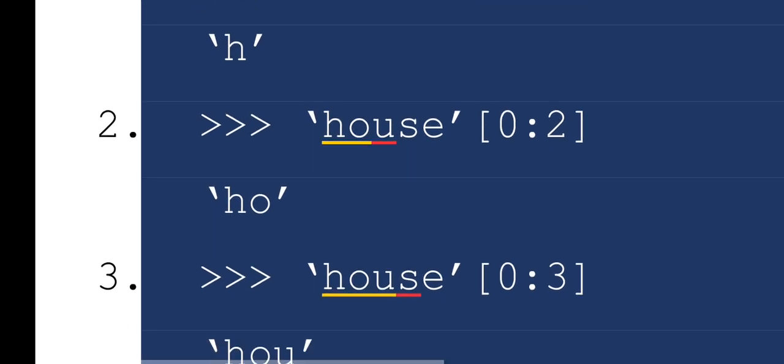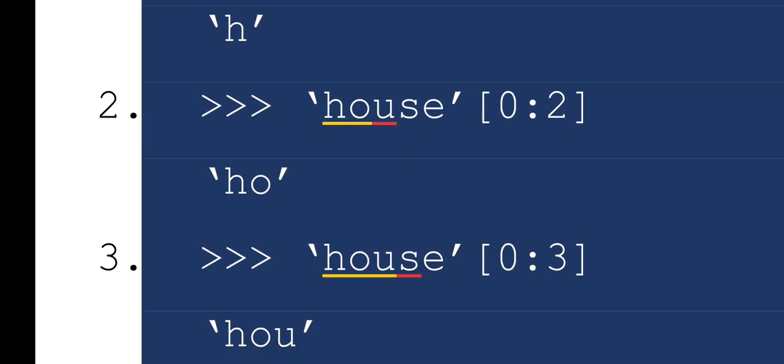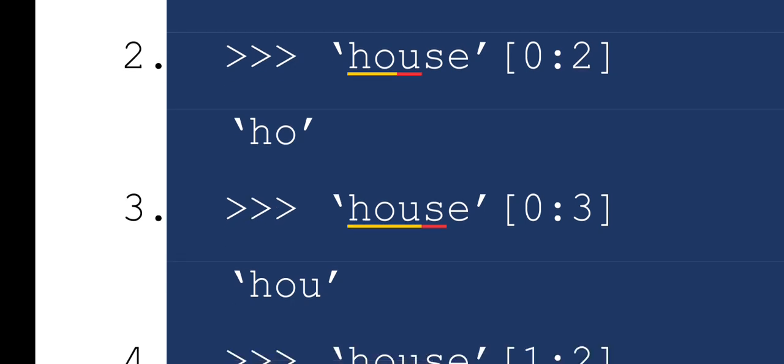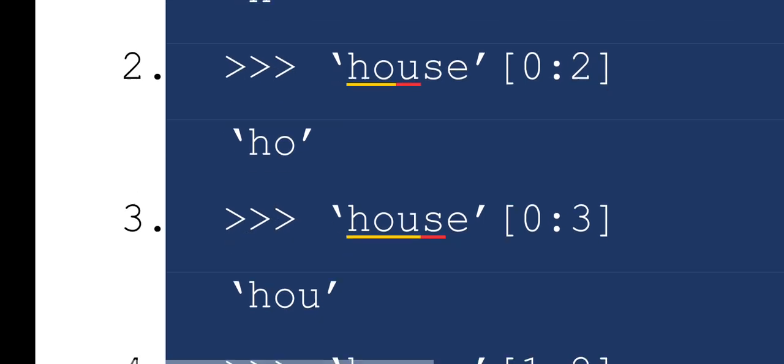And example 3, the same string house, and what we have inside the pair of square brackets is 0 colon 3. So it will return a substring from 0 to 1 short of 3, and 1 short of 3 is 2. And what we have as the return value, or the output, is HOU. H is 0, O is 1, U is 2, because 1 short of 3 is 2.